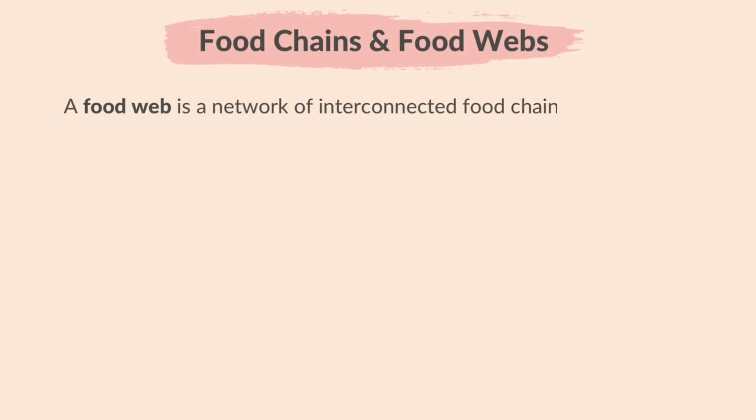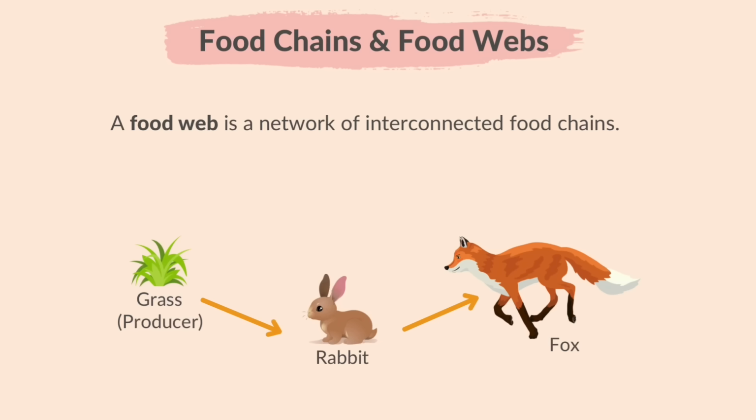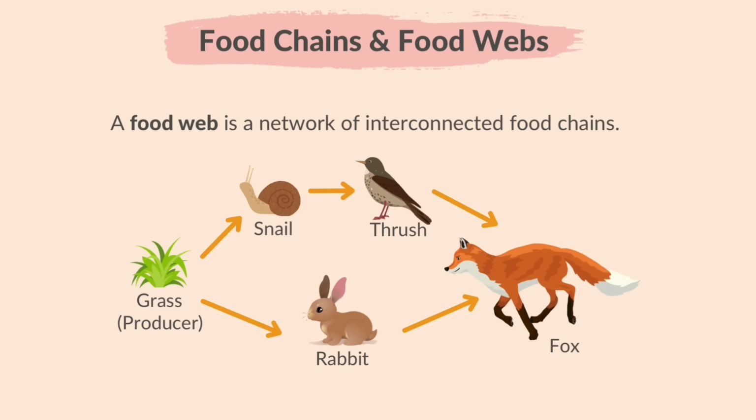A food web is a network of interconnected food chains. In this example, the rabbit eats the grass, and the rabbit is then eaten by the fox. Also, a snail eats the grass, the thrush eats the snail, and the fox then eats the thrush. Two of these food chains have the same producer and top predator. They can be joined together into a food web.